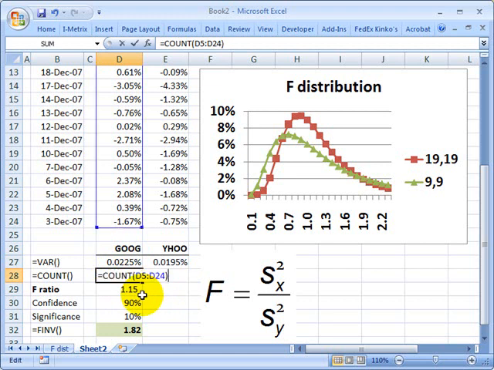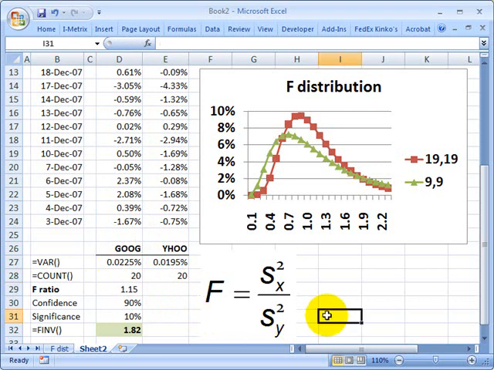I do need to count the number of observations, so that's just a count function for the range above. 20 observations in both cases, and then I compute the F ratio. The F ratio is illustrated right here. It's pretty straightforward. It's the ratio of one sample variance over another. We have S here instead of sigma, which is more familiar to us because Greek sigma connotes population variance. Roman letter S connotes sample variance.